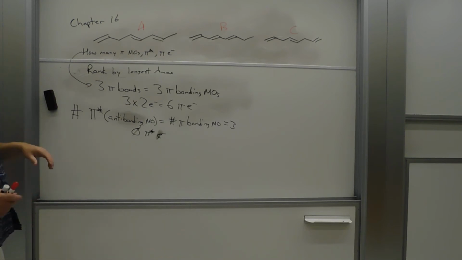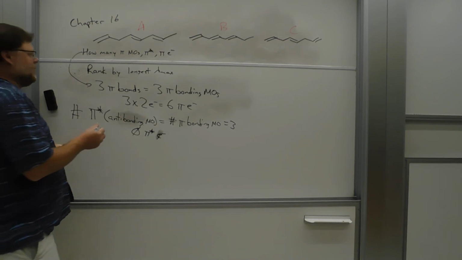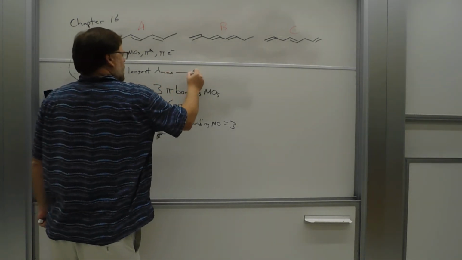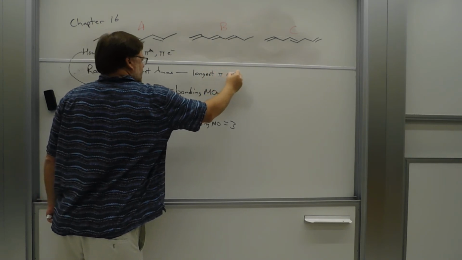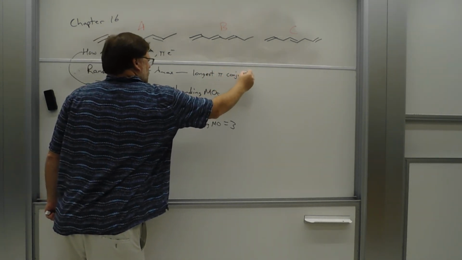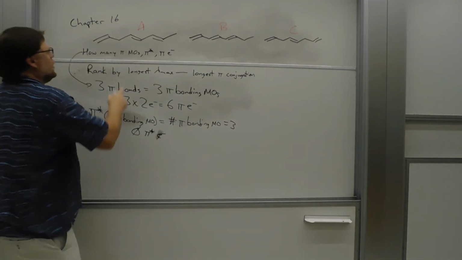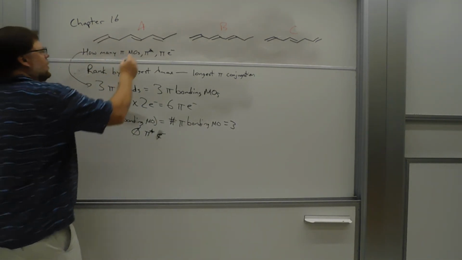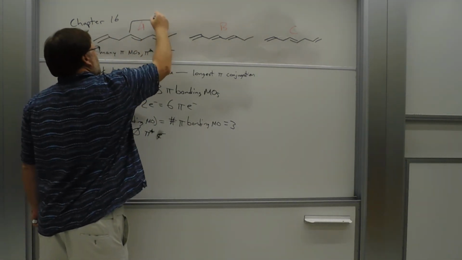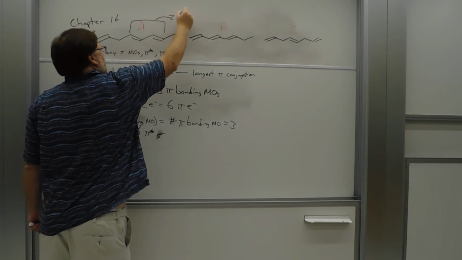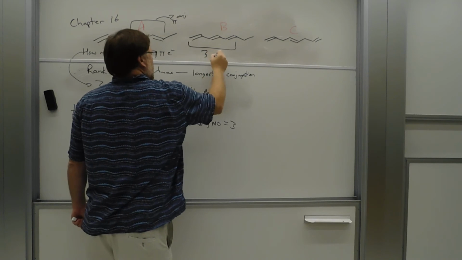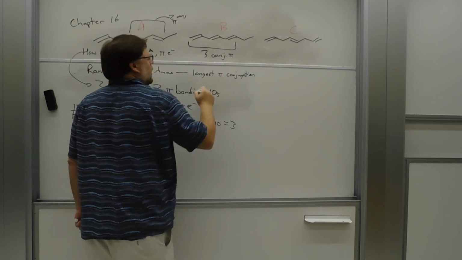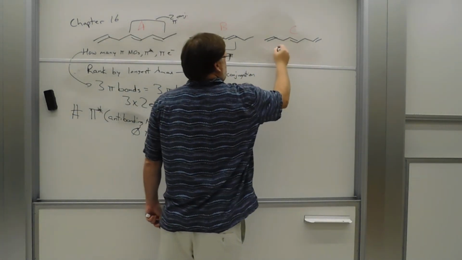Okay, now that you're back, or maybe you had it already. This question, we're basically looking for the longest pi conjugation. Okay, so A, 2 conjugated pi bonds. B, 3 conjugated pi bonds. C has none.